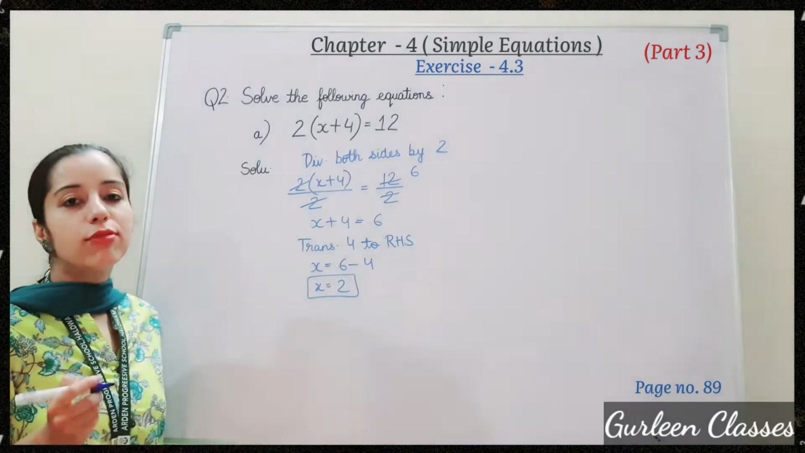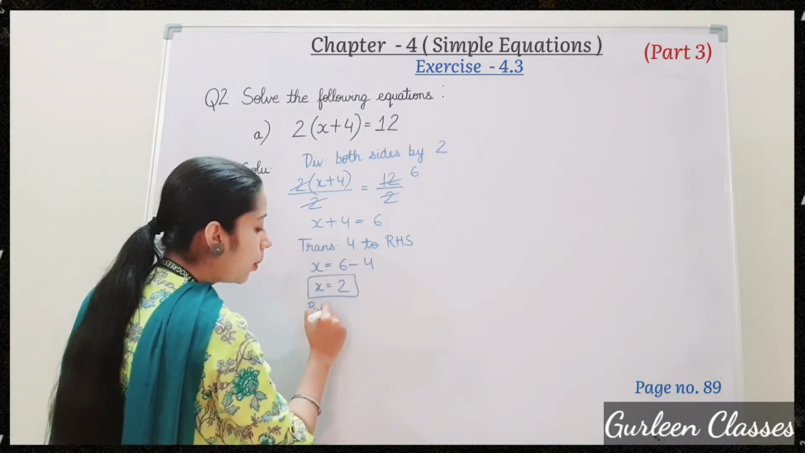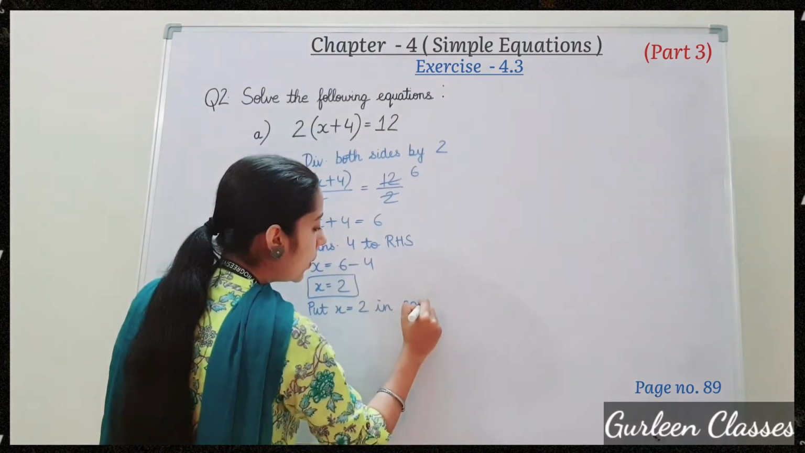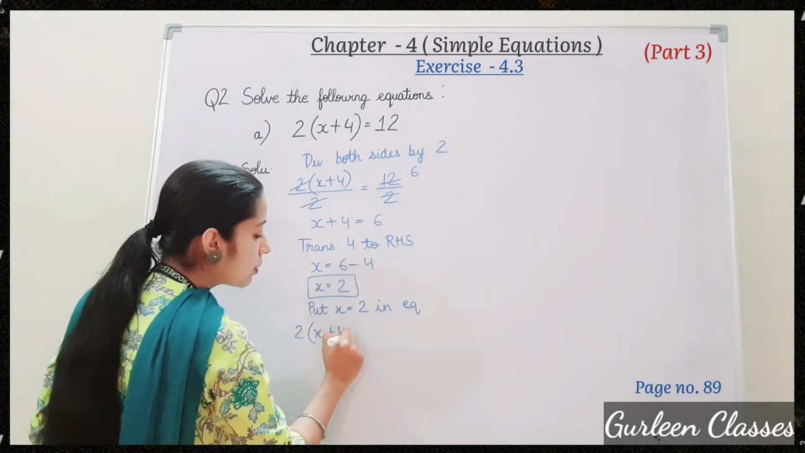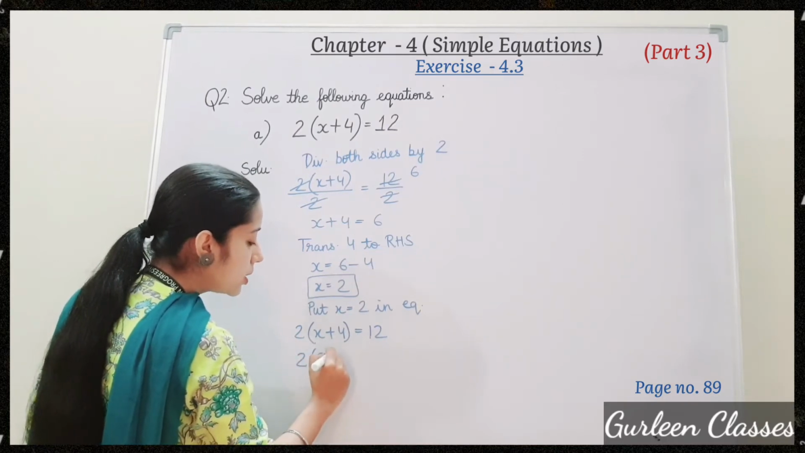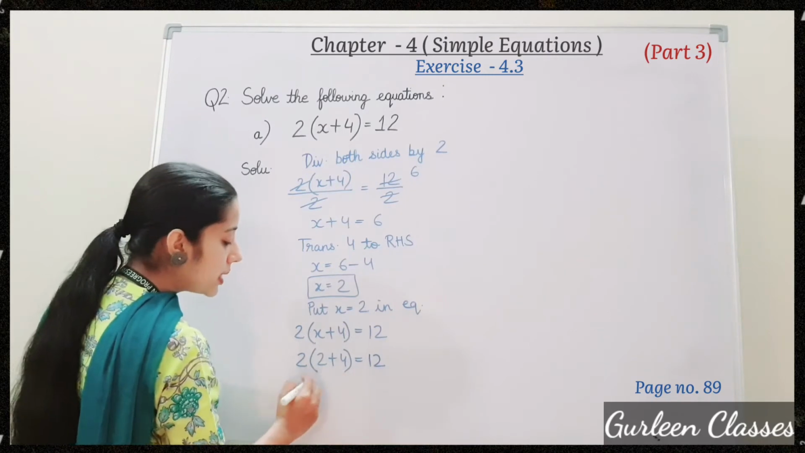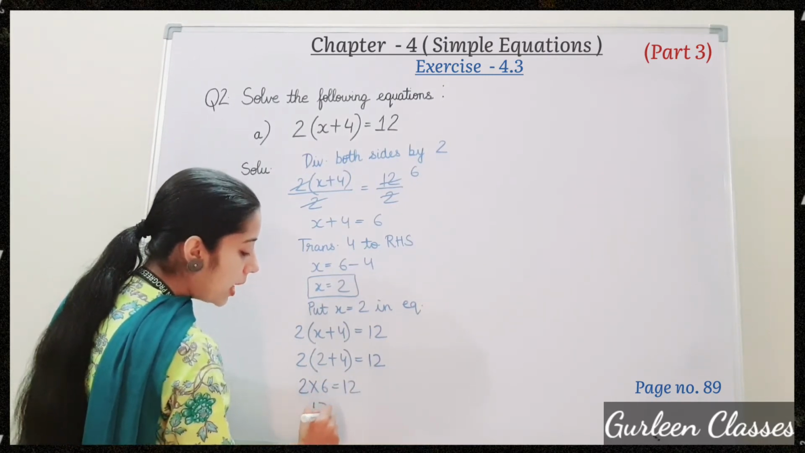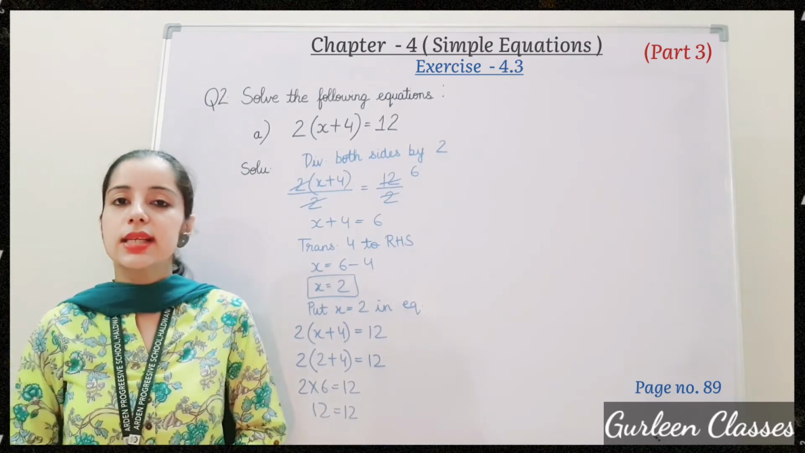So next step, we have to check whether this value of x is correct or not. Put x is equal to 2 in the equation. So the equation is 2 bracket x plus 4 is equal to 12. The value of x is 2, so 2 plus 4 is 6. 2 into 6, that is 12. So 12 is equal to 12. Both these sides, LHS and RHS, are equal.